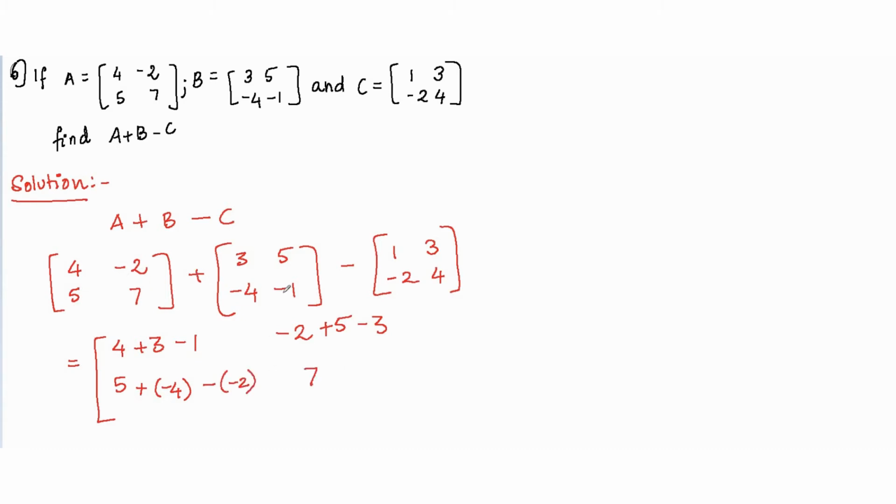Then 7 plus of minus 1. So plus of minus 1 minus of 4. Right? And now we can evaluate the elements. 4 plus 3, 7 minus 1 is 6. Negative 2, positive 5 is 3 minus 3 is 0. This is going to be 3. And 7 minus 1 is 6 minus 2 is 4. 6 minus 4 is 2. Therefore, this is my final answer.